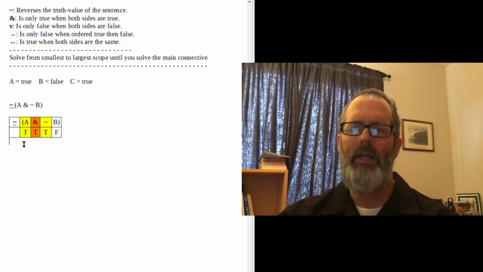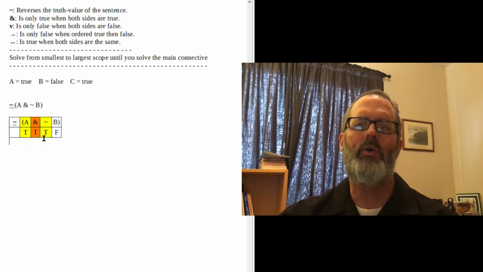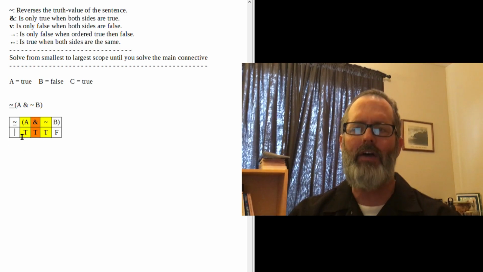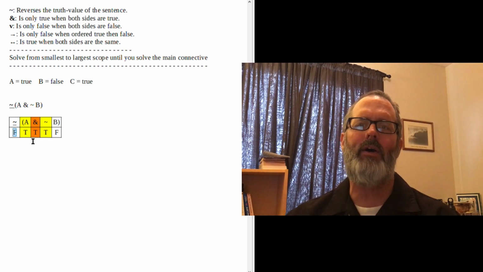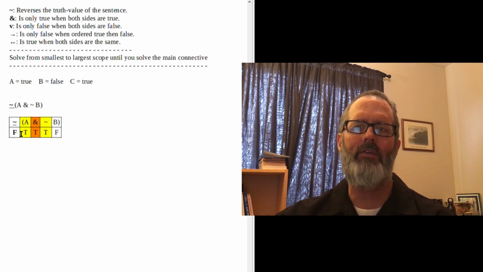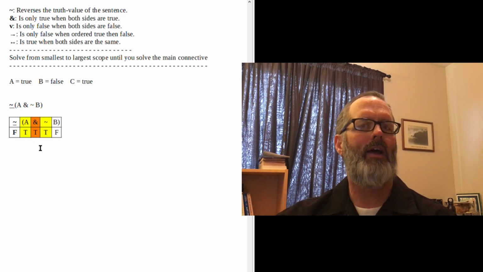If this whole sentence, and it is true, then to reverse it, the final value is false. I would circle that value. It is the value under my main connective, and so that is my final value. This whole sentence is false. I reverse the value of the sentence in parentheses that was represented by this and true. Good.